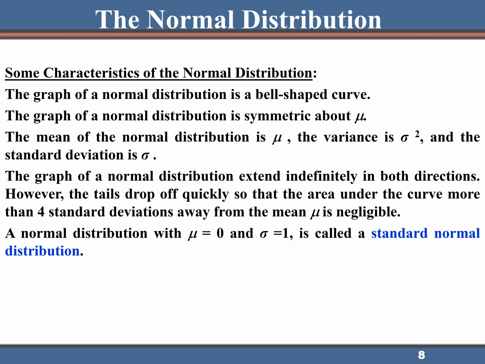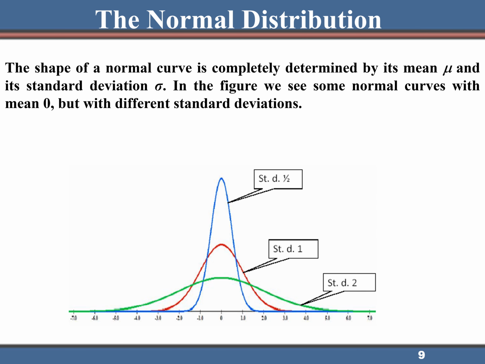If mu equals 0 and sigma equals 1, then the normal distribution is referred to as the standard normal distribution. The mean mu is a measure for center, and the standard deviation is a measure of the spread or variability. The values of mu and sigma completely determine a normal distribution. In the figure, we see 3 normal distributions with the same center at mu equals 0, but with different standard deviations. Notice that the larger the standard deviation, the more the spread.